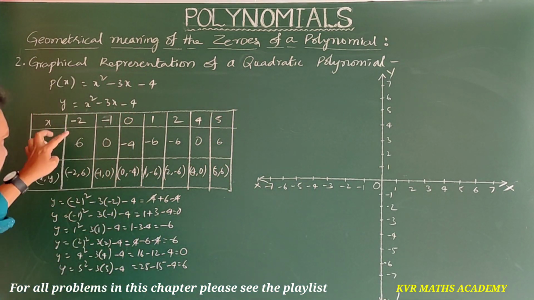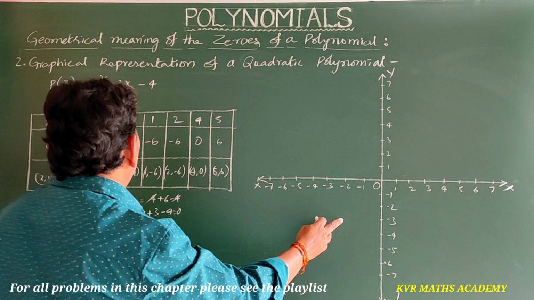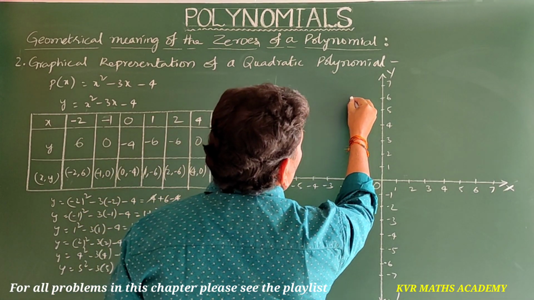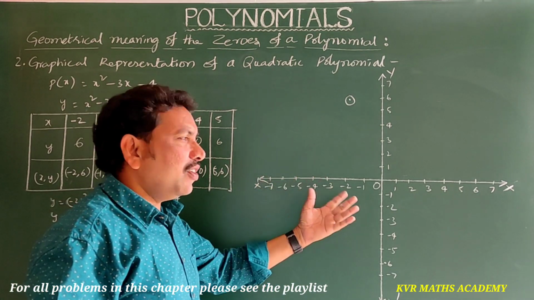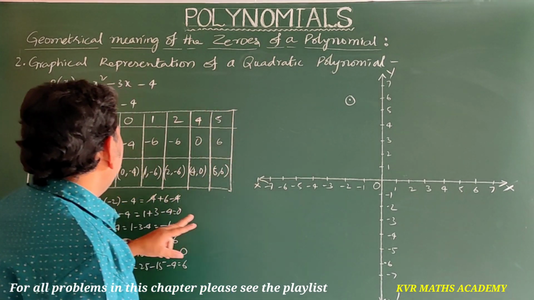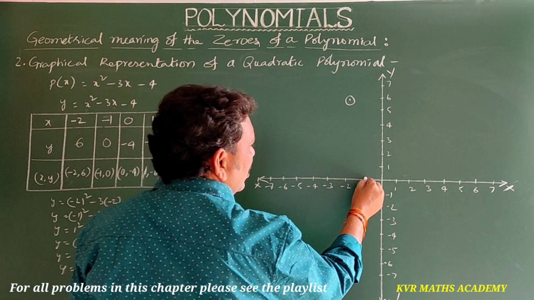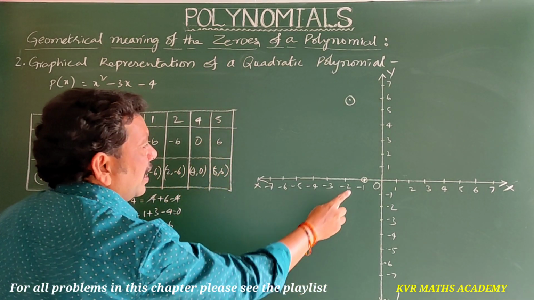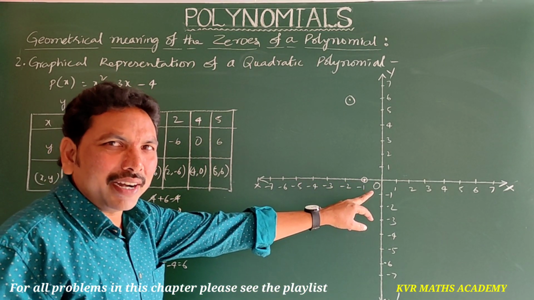So the first one is (-2, 6). On the x-axis minus 2, on the y-axis 6. Minus 2 comma 6 will be like this. This is only a rough diagram. If you draw it on graph paper, you will get it perfectly, right? Next, the second point is (-1, 0). The x coordinate is minus 1 and the y coordinate is 0, which means we have to plot the point on the x-axis.